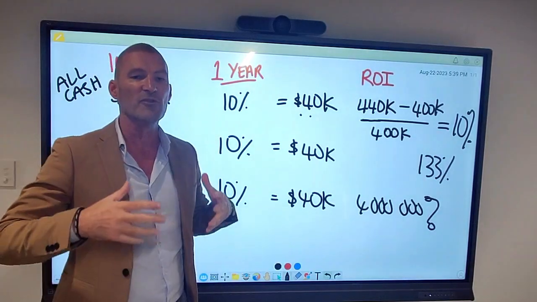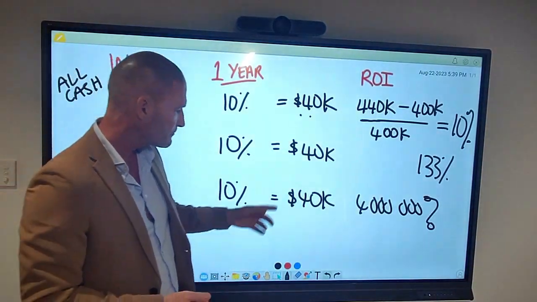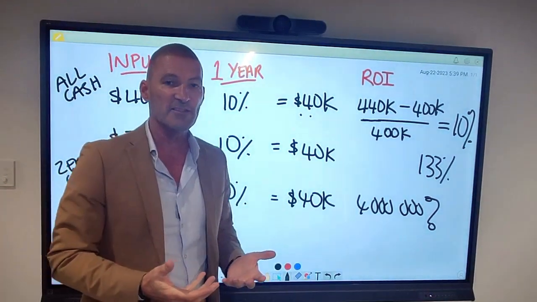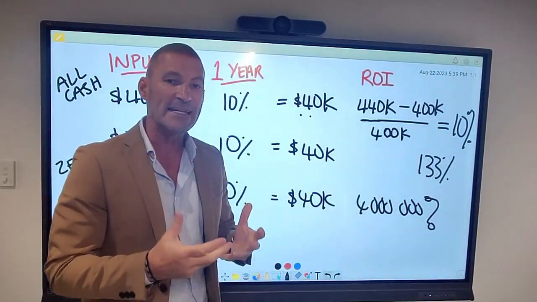Down here, if we use a scenario where you've only put $0 in, none of your own money, and you've used all bank funding to fund the property, and it goes up 10%. Again, you've made $40,000 in cash, but you basically made that money out of thin air because you haven't put any of your own money into it.